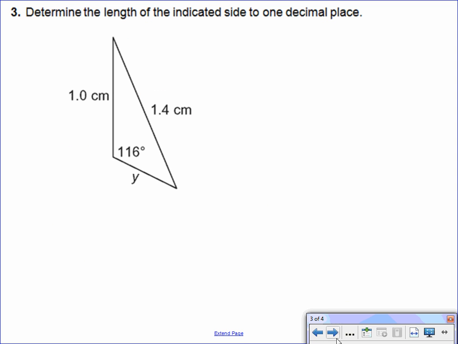Okay, next. Determine the length of the indicated side to 1 decimal place.